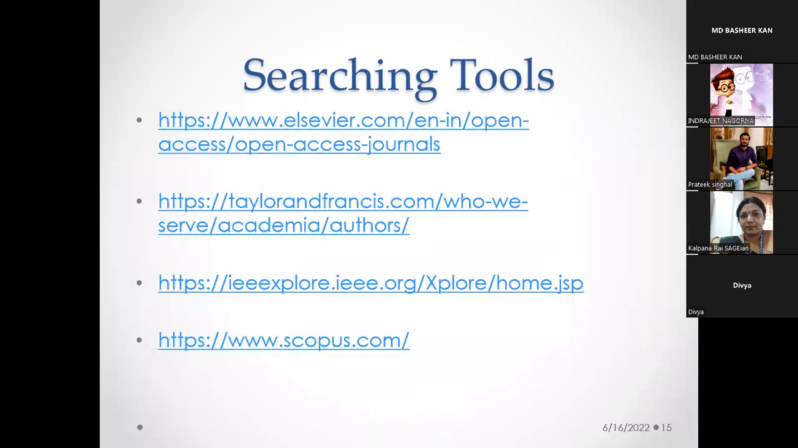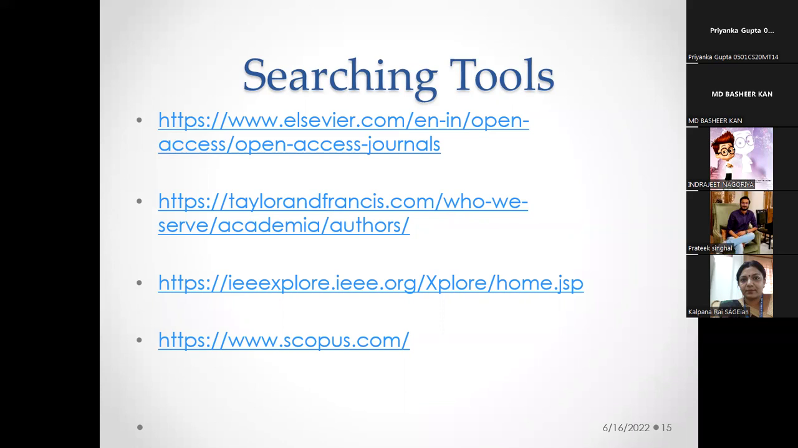Then Elsevier, again a most reputed journal in our science and engineering world. Then Taylor and Francis, again one of the most reputed ones. Then IEEE Xplore. Here you can send your papers to an IEEE Transaction, or you can send your paper to a certain conference where they will send their accepted papers to IEEE Xplore. So this is again IEEE Xplore.